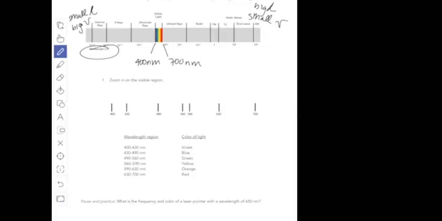We can further subdivide these regions. Each color of the rainbow has a bandwidth or corresponding range of wavelengths that result in that color. From 400 to 430 nanometers, we have violet, 430 to 490 is blue, 490 to 560 is green, 560 to 590 is yellow, 590 to 610 is orange, and then 610 to 700 is red.